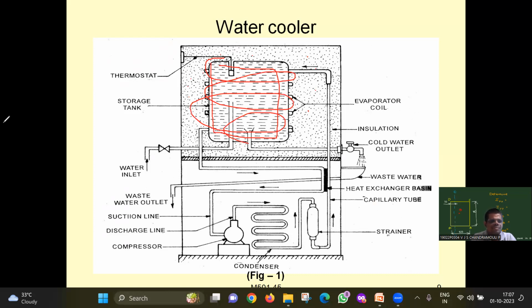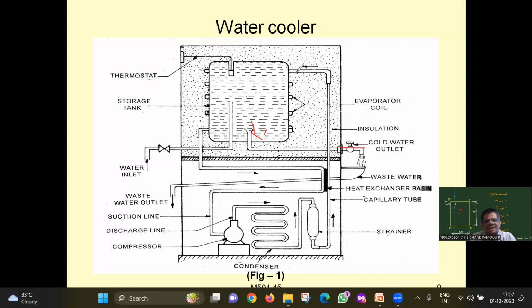Okay, and so these are the evaporator coils, and this is the insulation. Okay, and from here you can get the water through this tap. So this is the tap. Okay, and this is the water inlet from which you can send water into this, and this is the float valve which is used to stop the water supply when this tank is completely filled. Okay, and again the other refrigerant parts are the same.